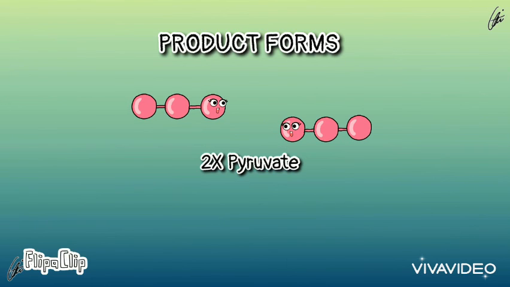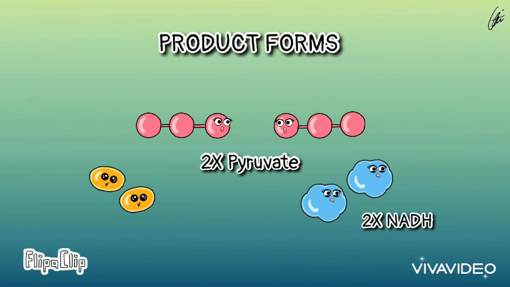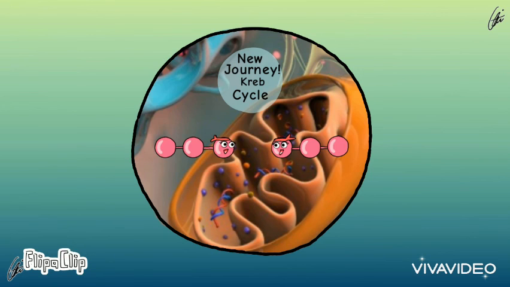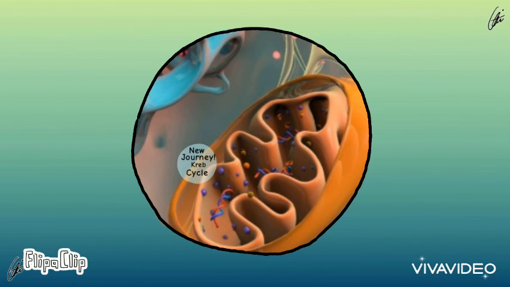And the products of this glycolysis are 2 pyruvate, 2 NADH, and 2 ATP. And that's how the glycolysis process works. Now, the 2 pyruvate need to go on their new journey, which is the Krebs cycle.